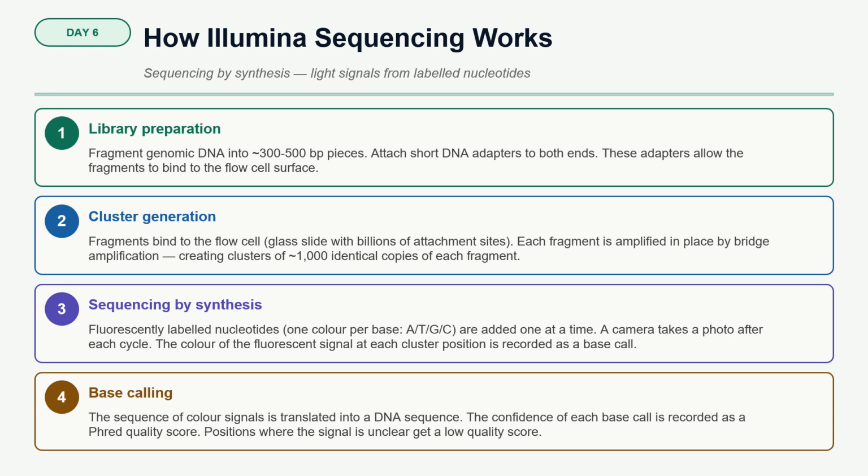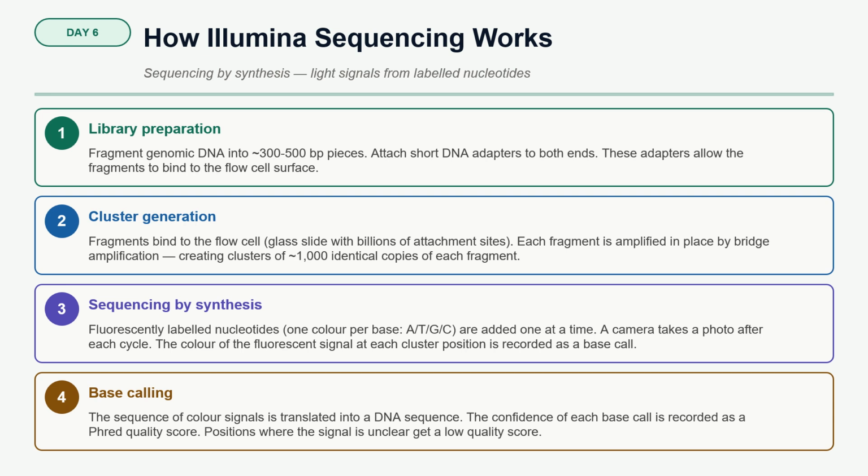The computer will do that multiple times and take pictures of the colors. The arrangement of those colors will determine the arrangement of the sequence. So the computer sees A followed by T, and that's how the order of the sequence is determined. There are different processes: library preparation, cluster generation, sequencing by synthesis, and then base calling. That is basically how Illumina sequencing works.